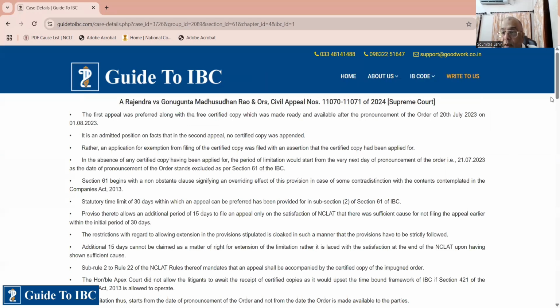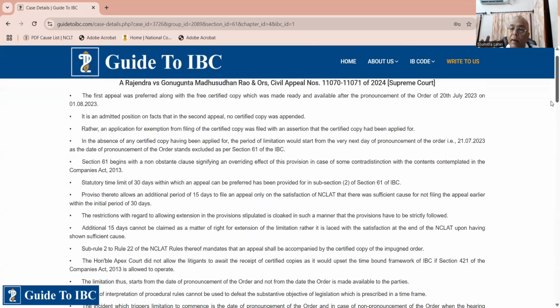The essence of the case is that the NCLAT, that is the appellate authority, works within a limited frame of rules and laws. As per Section 61, they can allow an appeal to be submitted within 30 days and they can allow an extension, a maximum extension of up to 15 days. Now here the Supreme Court observed that Section 61 begins with a non-obstante clause, signifying an overriding effect of this provision in case of contradistinction with the contents contemplated in the Companies Act 2013.